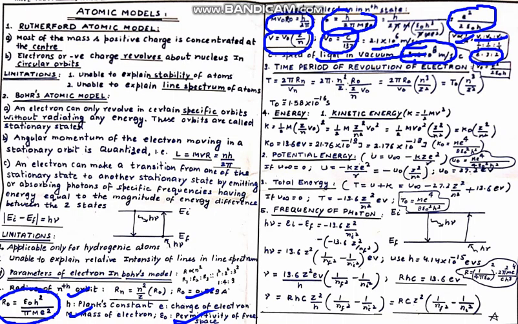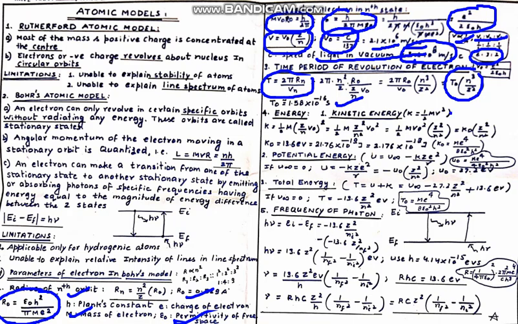Next is time period of revolution of electron. So this time period is 2 pi rn by vn. After calculations, we get T is equal to T naught n cube by z square, where T naught is 1.58 into 10 to the power minus 16 second.